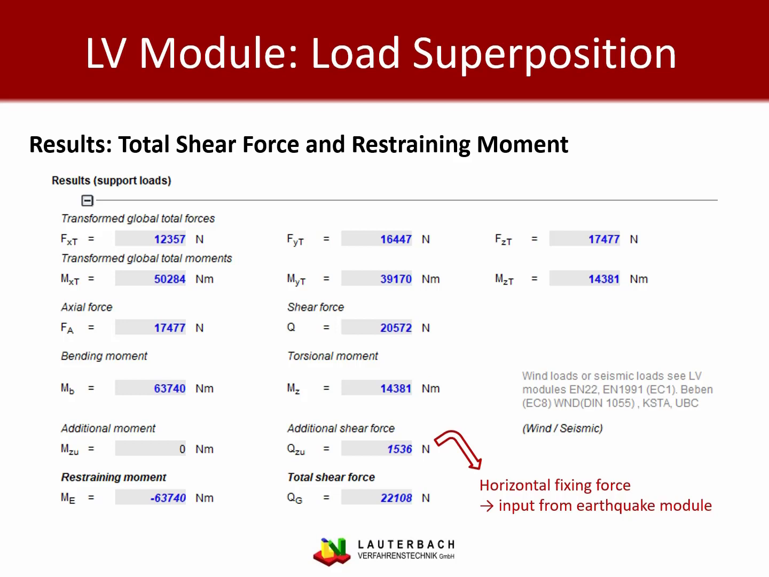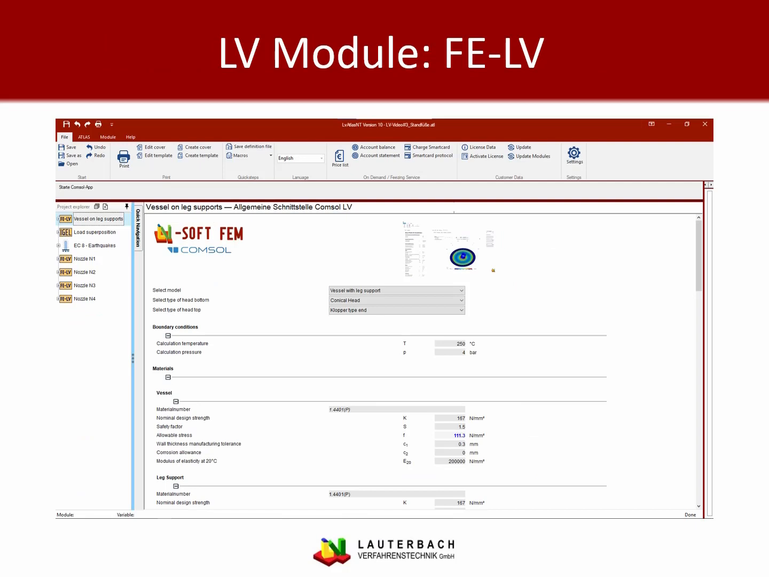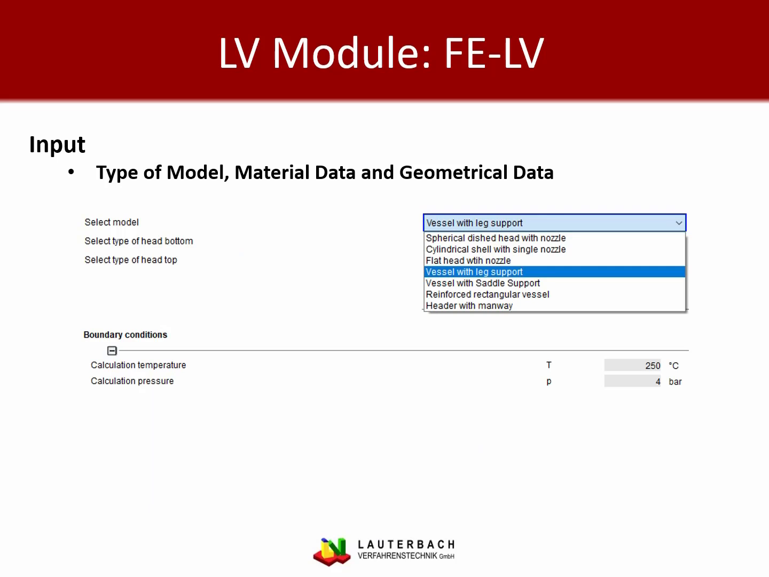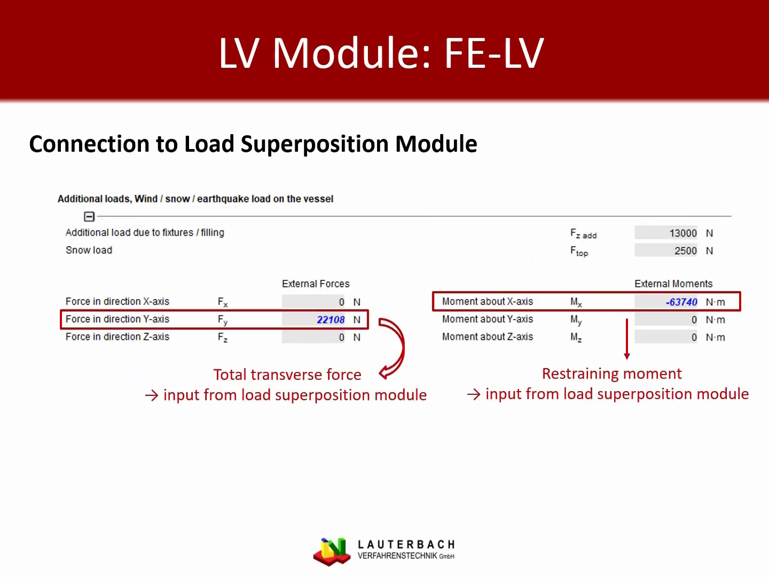For our task, it is very important that we remember the total shear force and the restraining moment. We can also use the function to save the parameters here. And the third module will be the FELV module. We put in the type of model, the material data, geometrical data. Also the boundary conditions are very important. And here you can see the restraining moment and the total transverse force from the module before, which are also put in here and saved in the other module.